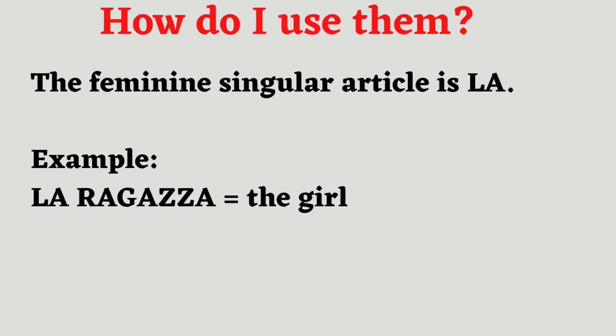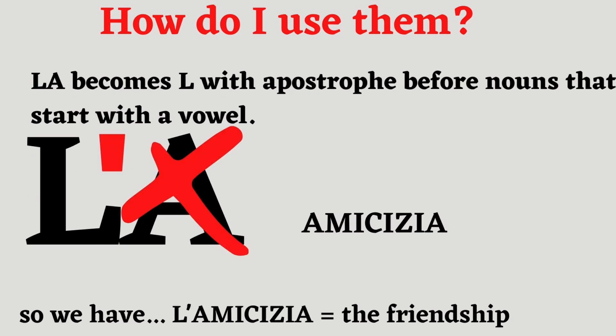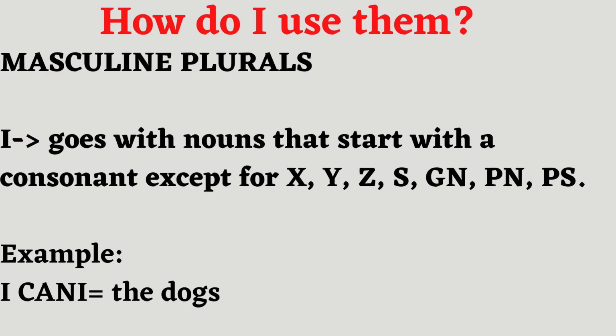The feminine singular article is la, so it's la ragazza. It becomes L with apostrophe before nouns that start with a vowel, so we have l'amicizia. And the plurals? There are two articles for masculine plural nouns.